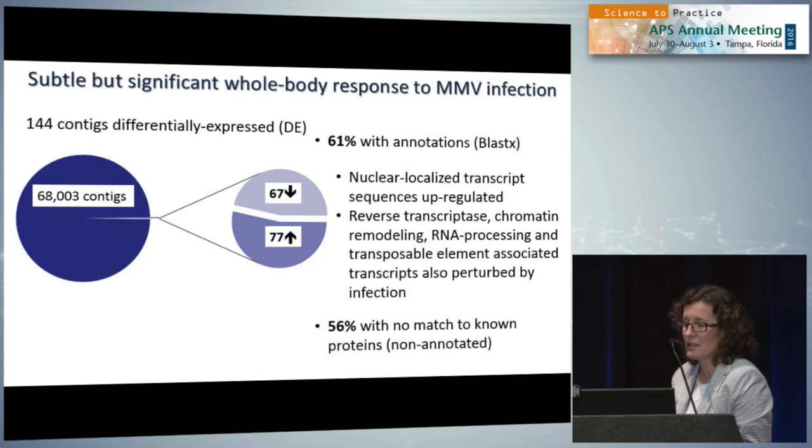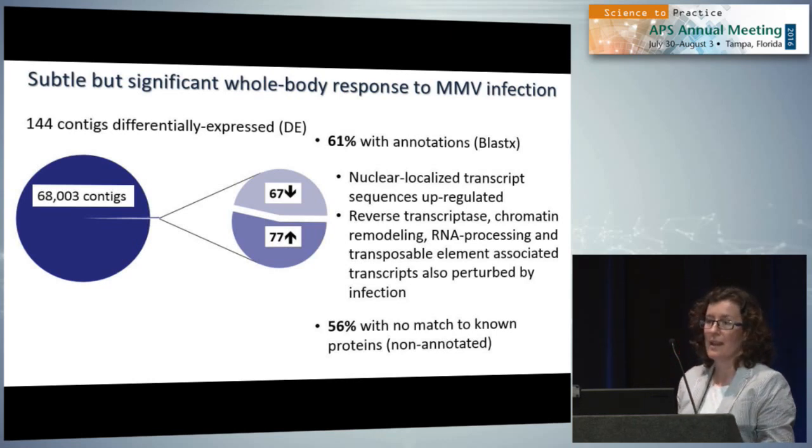Some of the interesting things that we found were that nuclear localized sequences were enriched. And so that's a logical thing to see when you're working with a nuclear rhabdovirus, so that made sense. That was comforting. Some of the other interesting pathways and genes that we saw that were differentially expressed were reverse transcriptase, chromatin remodeling, and RNA processing and transposable elements. So that's an interesting group of proteins to be affected, and so we're really interested in following up on that, because that could be playing into why this virus is not pathogenic to the insect and it's able to persist.